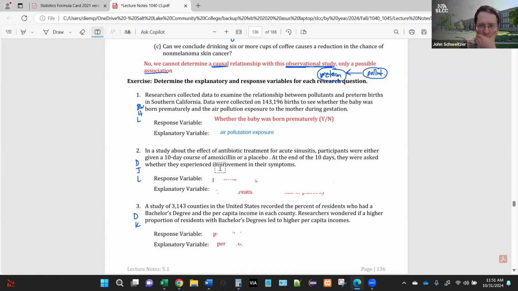good. So we've got a study looking at the effect of antibiotic treatment for acute sinusitis. Participants were either given a 10-day course of amoxicillin or a placebo. At the end of the 10 days, they were asked whether they had experienced improvement in their symptoms, right? So there are 2 variables. There is the treatment that you get, right? So you're either going to get the medicine or the placebo. That's one variable, and the other variable is improvement in symptoms, right?